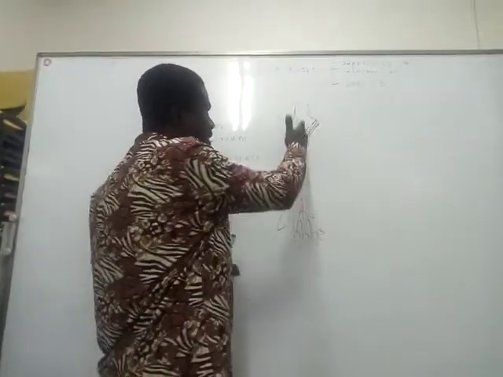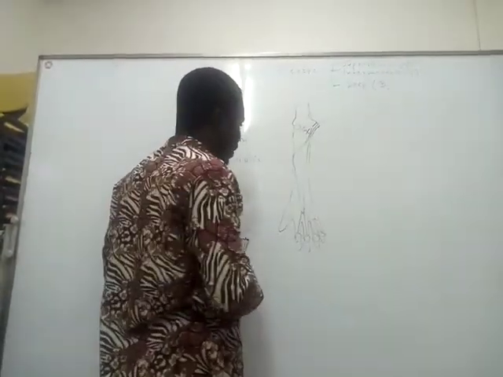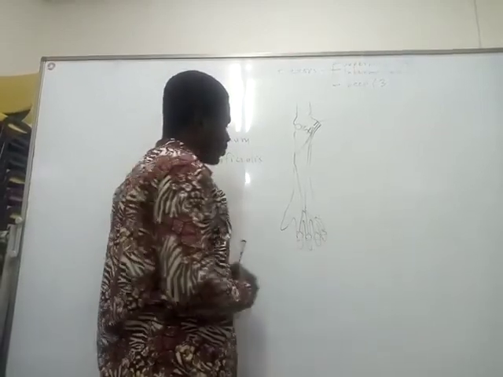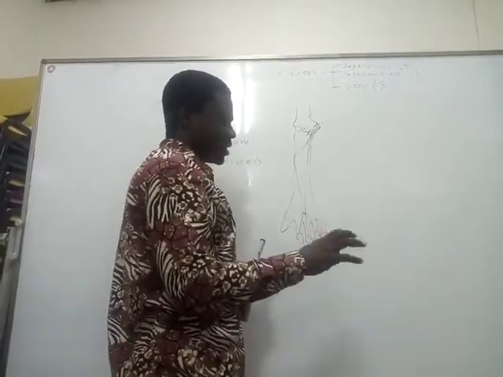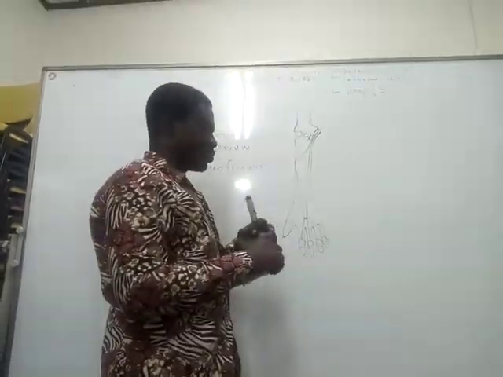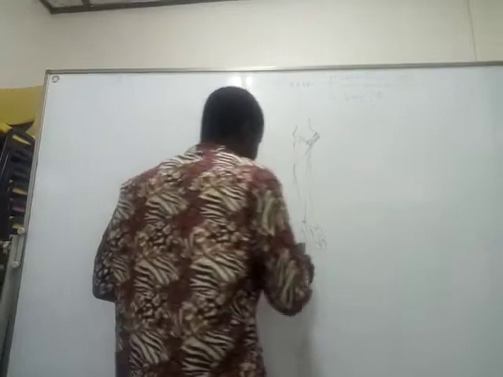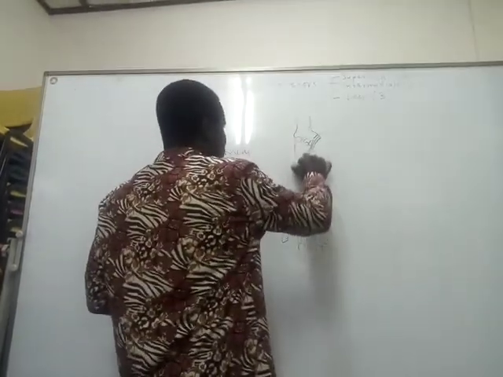So this is the only intermediate muscle that we have. And because it's inserting at the middle phalanx, what is it for? It's for flexing of the proximal interphalangeal joint.